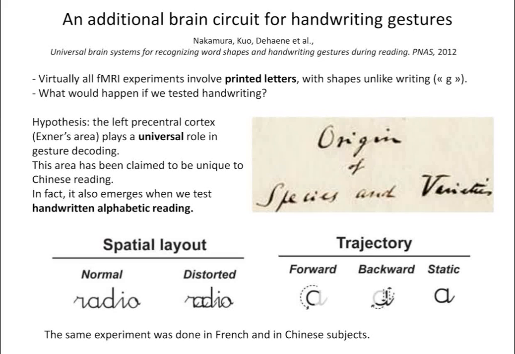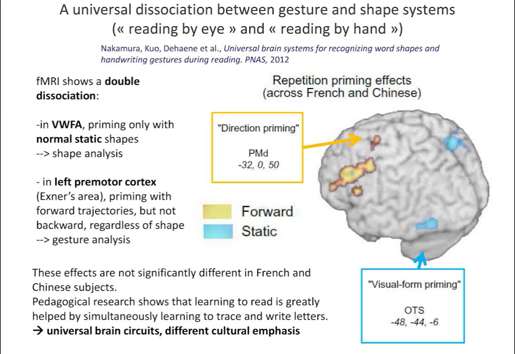And the same experiment was done in French and Chinese subjects, and we found a complete double dissociation where the visual word form area was active for static, normal shapes, as I told you earlier, but there was this entire additional premotor system, including this Exner's area, that was activated specifically by trajectories that were in the forward direction. And that seemed, therefore, to be able to decode what was the gesture that had led to the written word when it is a handwritten word.